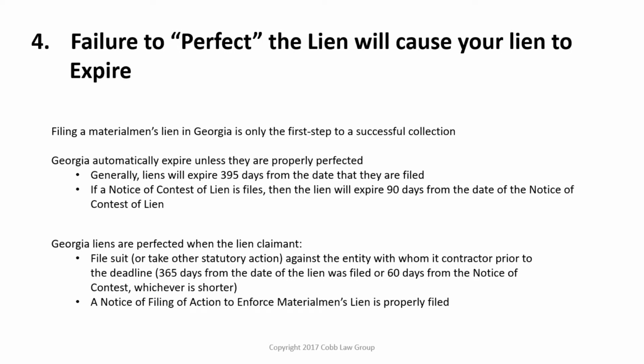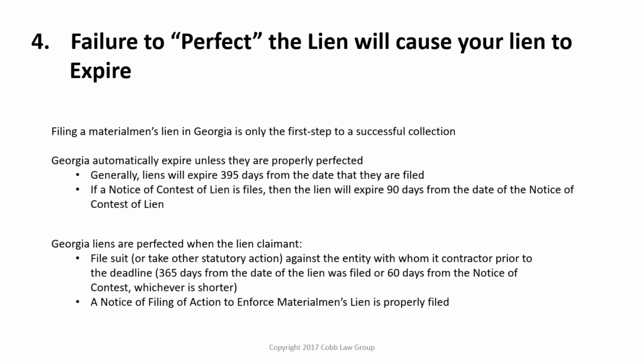If an owner or general contractor has filed a document called a notice of contest of lien, then the lien will expire 90 days from the date of the notice of contest of lien. So how do you make your lien exist beyond that 395-day period or that 90-day period? You must perfect the lien. Generally, the statute requires that you must take steps to enforce your lien within that time period. There are several different methods, could include such things as mediation, arbitration, or pursuing something in bankruptcy court if one of the parties has filed bankruptcy.